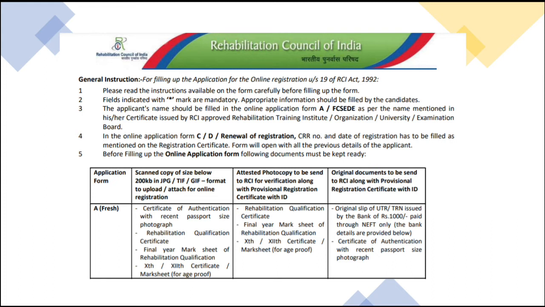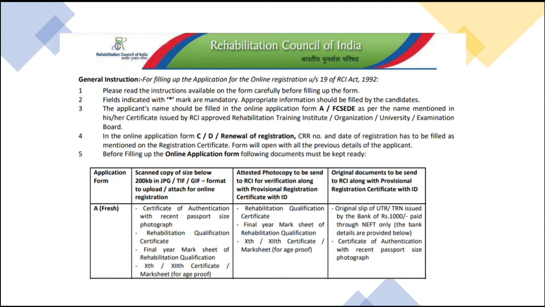The next document that needs to be scanned is your rehabilitation qualification certificate, which is your degree certificate. The third document is the final year mark sheet of your degree program. The fourth one is your 10th or 12th mark sheet, which will be used as a proof for age.